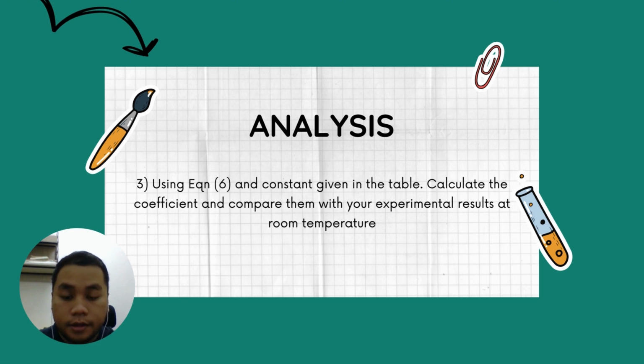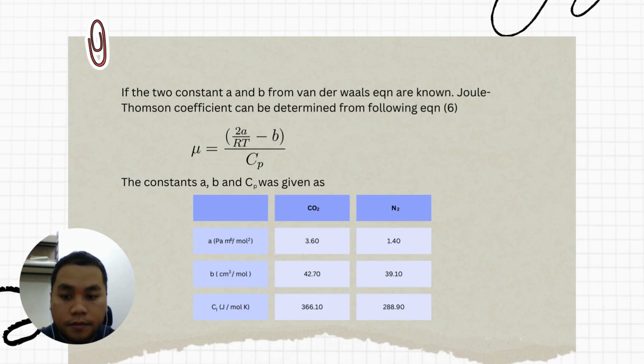The third analysis is using equation 6 and the constants given in the table, calculate the coefficient and compare them with your experimental results at room temperature. So if the two constants A and B from the van der Waals equation are known, the Joule-Thomson coefficient can be determined from the following equation 6, which is mu equal to 2A over RT minus B over Cp. So the constants A, B, and Cp are given in the table below.